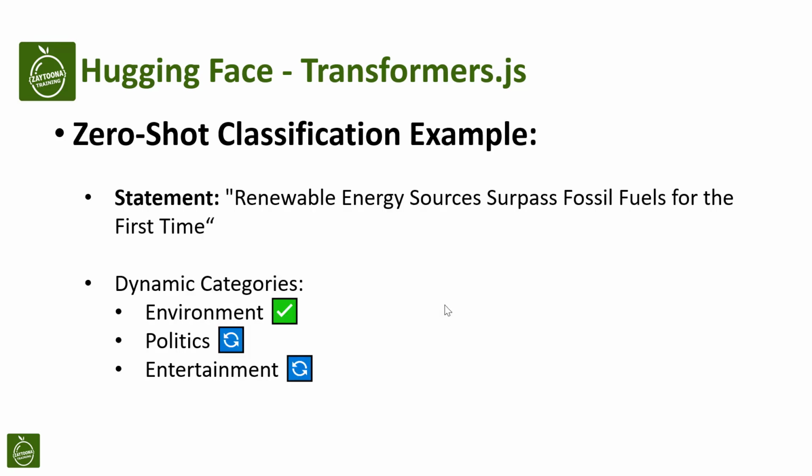Let's delve into an example. Imagine reading an article titled "Renewable Energy Sources Surpass Fossil Fuels for the First Time." In traditional models, we would need predefined categories. But with zero-shot, we dynamically present categories like environment, politics, and entertainment. The model, without being constrained by prior training, analyzes the article and concludes it fits environment best. This adaptability is the power of zero-shot classification, enabling real-time flexible categorization.